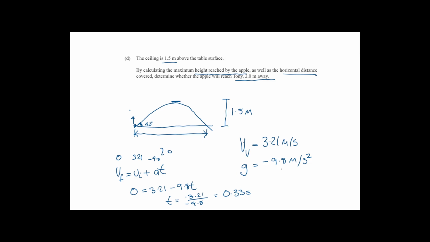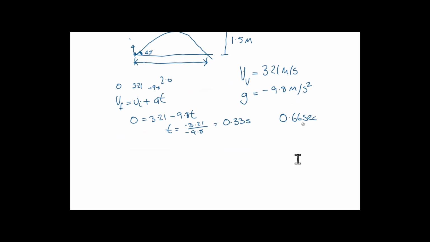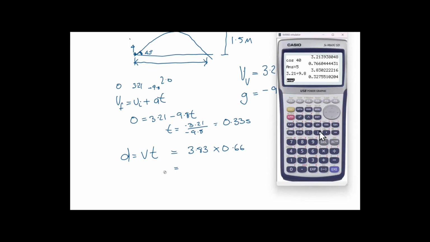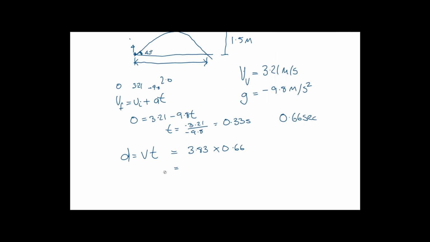Now, the time that it takes to get to the other side is going to be twice that. We're going to presume that there's no air drag. So the total time is going to be 0.66 seconds to go up and then come down again. And we know that the horizontal velocity doesn't change, and the distance is the velocity times the time. So the distance it's going to move is 3.83 meters per second times 0.66 seconds. Now we can work out how far it's going to go. 3.83 times 0.66 is 2.528, so 2.5 meters.